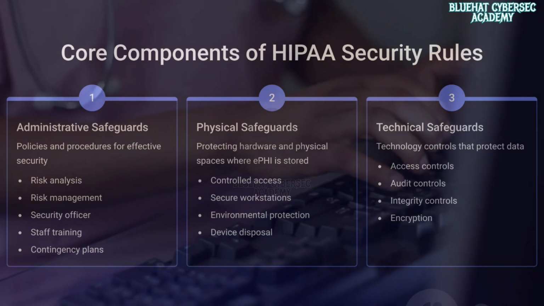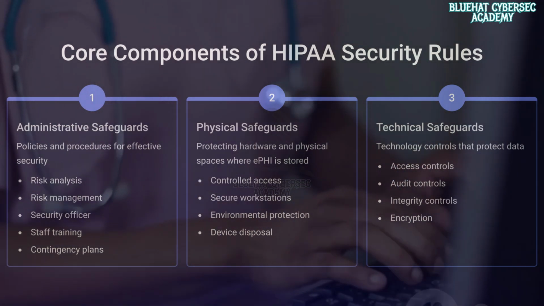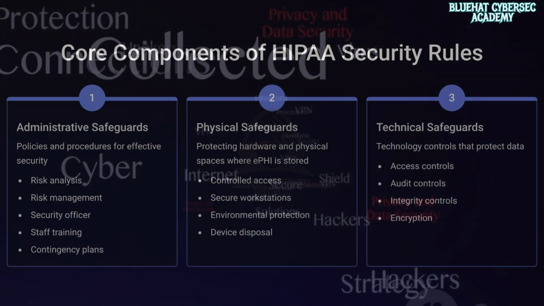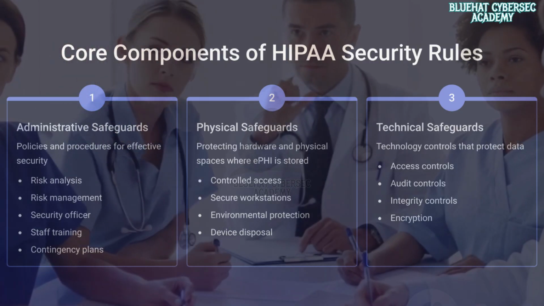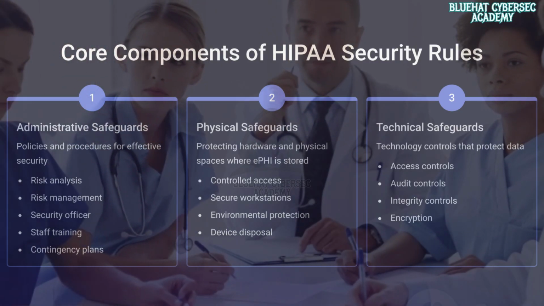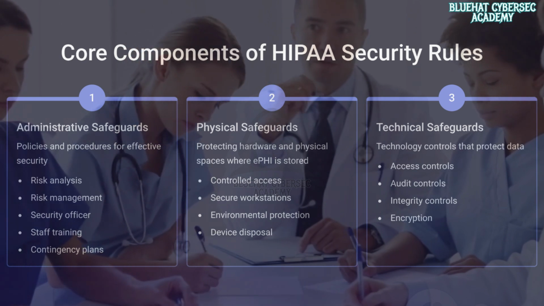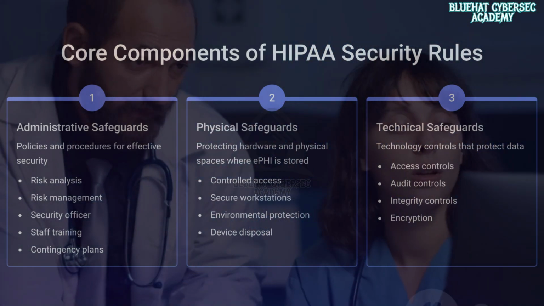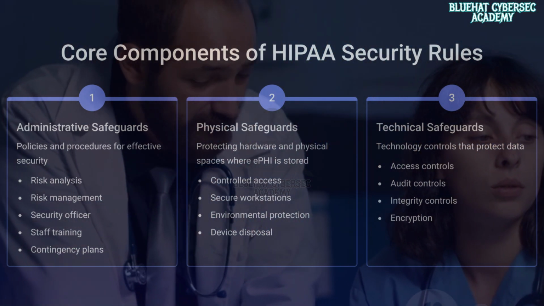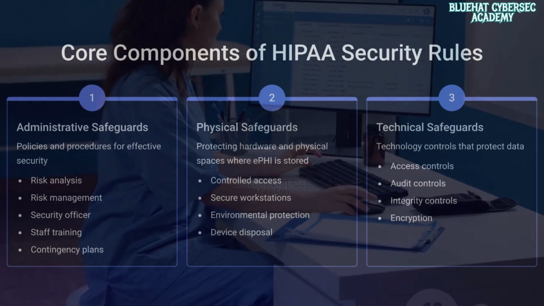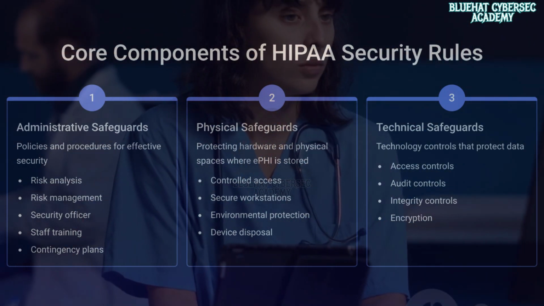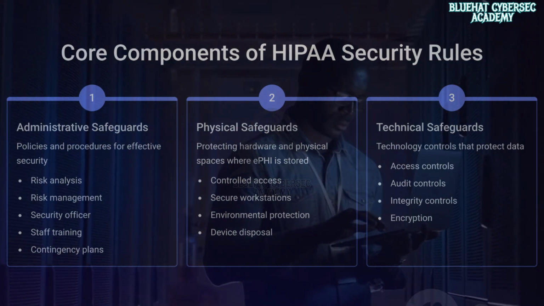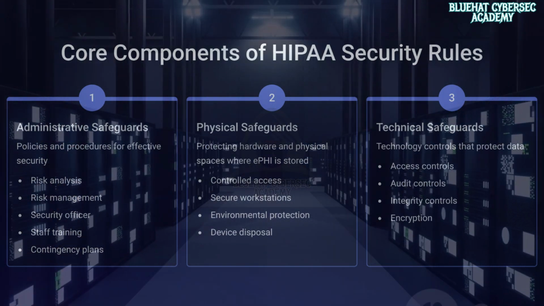Now, let's break down the rules into the core components that keep your data safe. HIPAA security rules are built around three main types of safeguards: administrative, physical, and technical. Administrative safeguards. These are the policies and procedures that help organizations manage security effectively. For example, conducting a risk analysis to identify vulnerabilities, implementing risk management strategies to reduce threats, assigning a security official responsible for HIPAA compliance, training staff on security awareness and procedures, and preparing contingency plans like data backups, disaster recovery, and emergency operations.